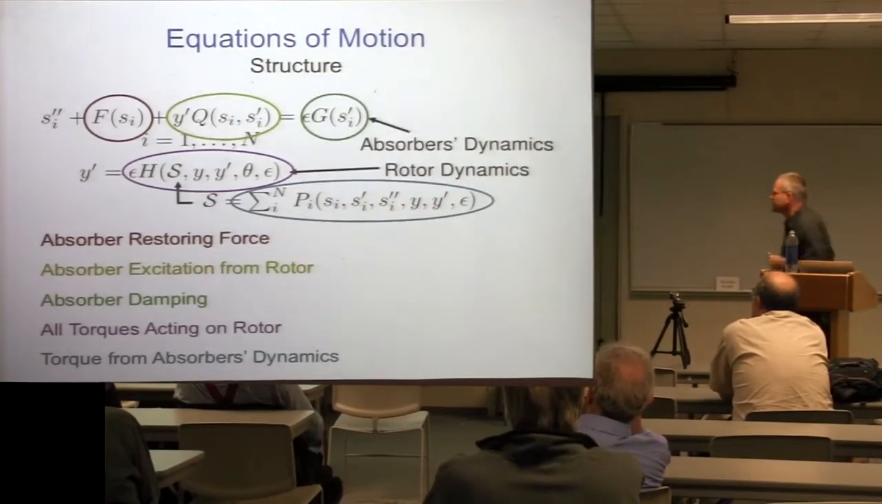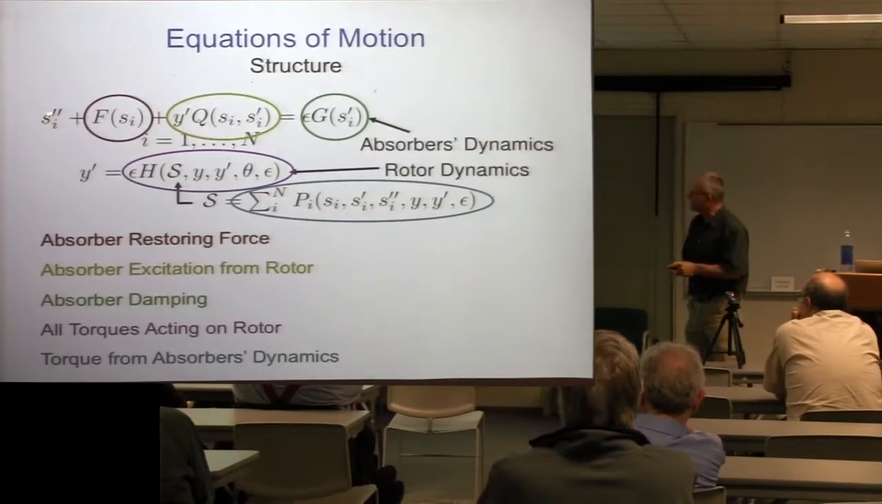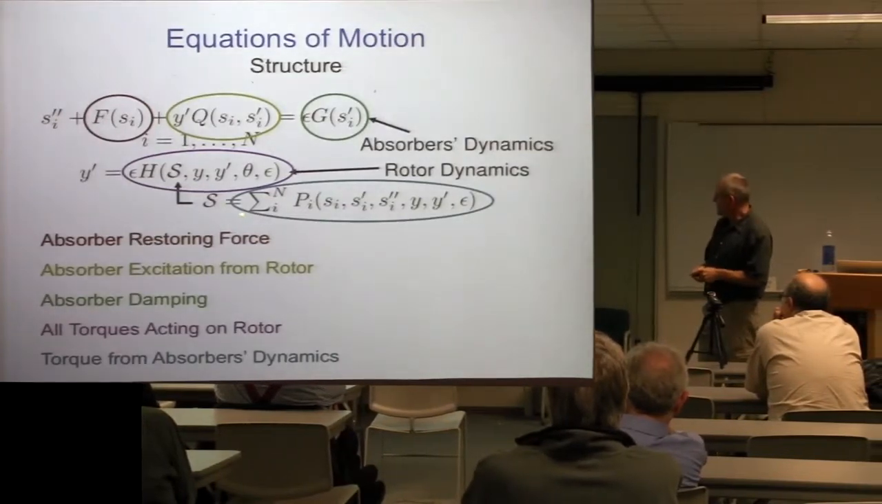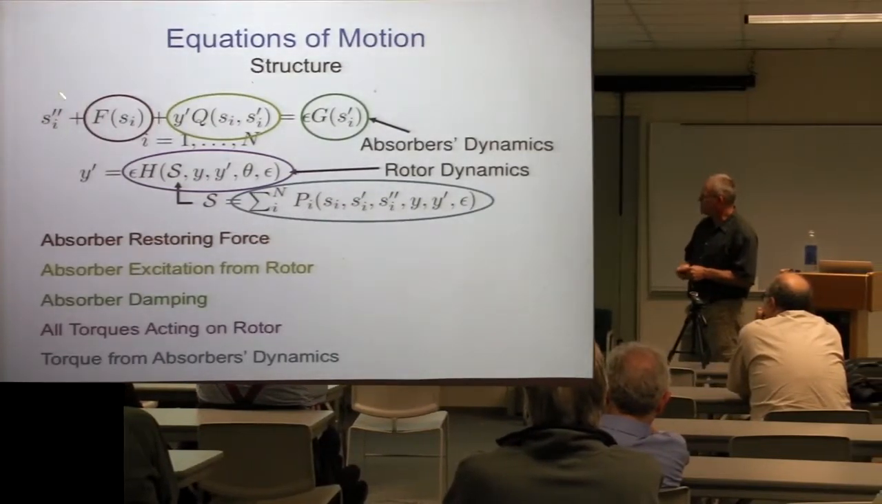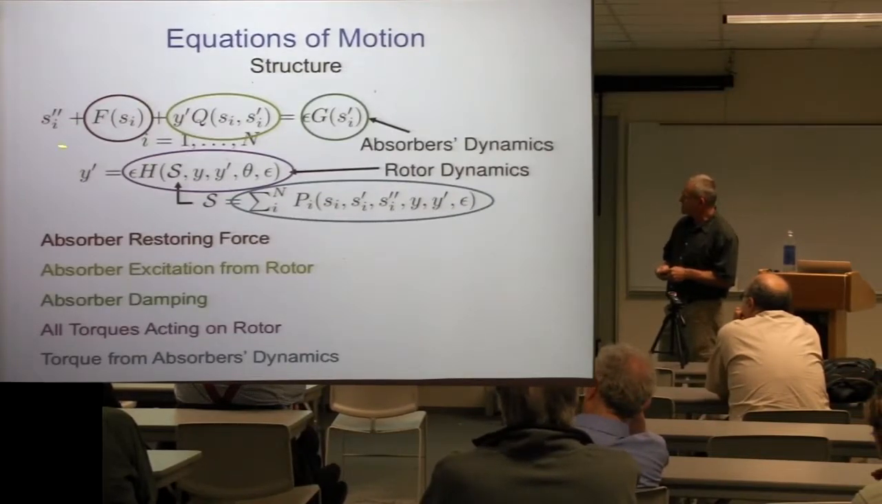So here's the structure of the equations of motion. It looks sort of like this. The absorbers have a nice, and again, I've already changed to theta, so primes are d by d theta. So this looks like a nonlinear oscillator. And if the rotor's running at a constant speed, this is where you get this.